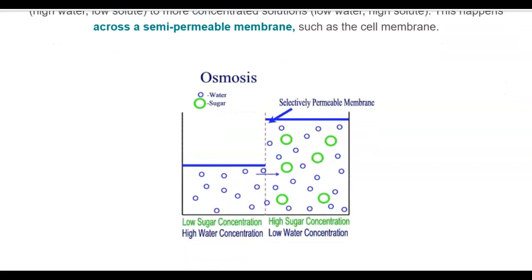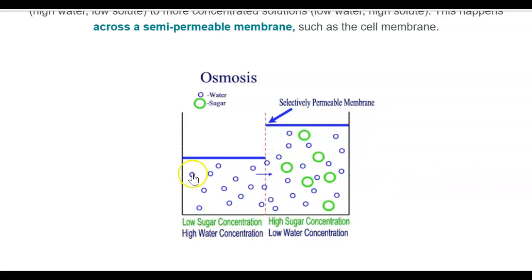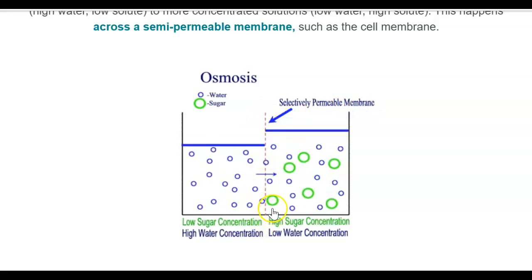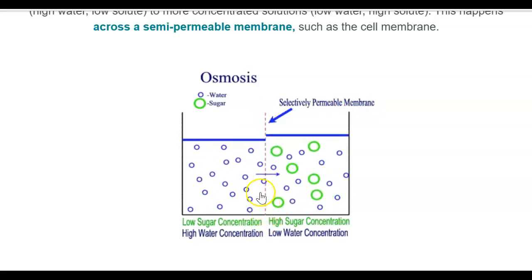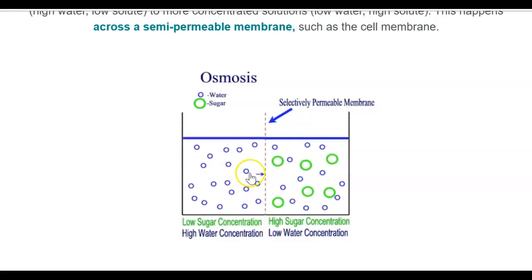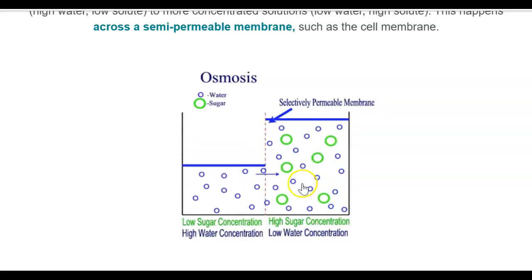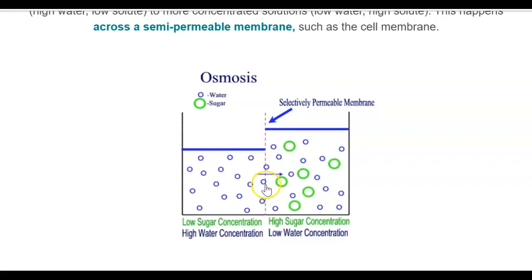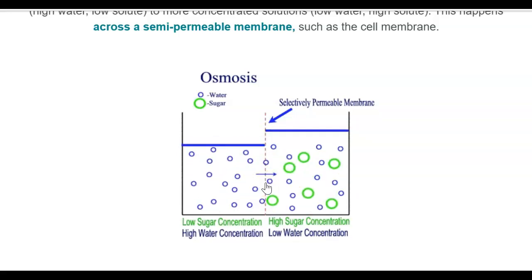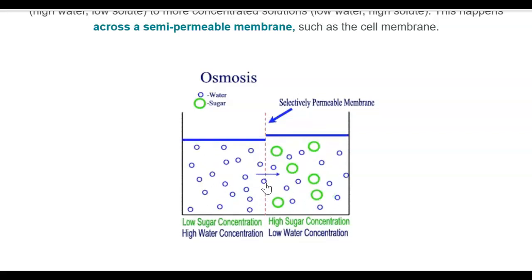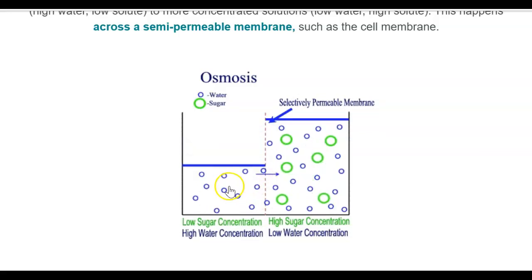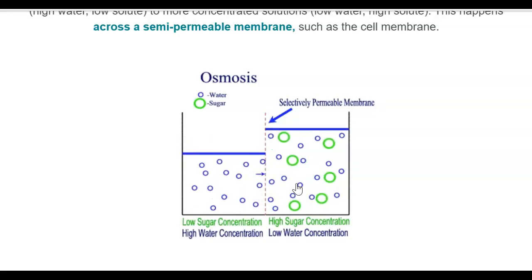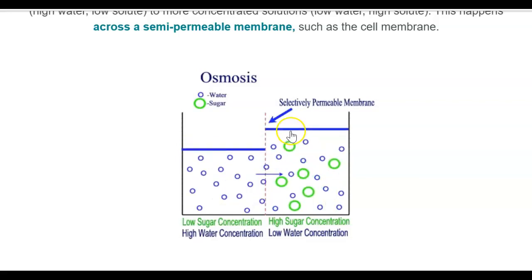So this picture here shows, again, some sort of container with a semi-permeable or a selectively permeable membrane in the middle. So it allows only the small particles through, which in this case are water. The sugar particles, however, are too large to fit through the holes or the pores in the membrane. Because of osmosis, the small water particles are going to pass from the left-hand side to the right-hand side where you have the high sugar concentration, and this will cause the water level to rise.